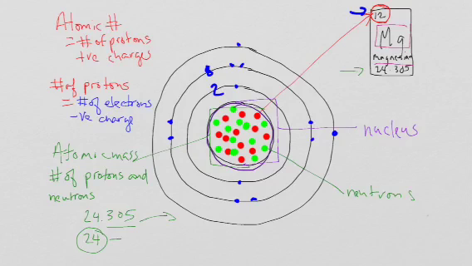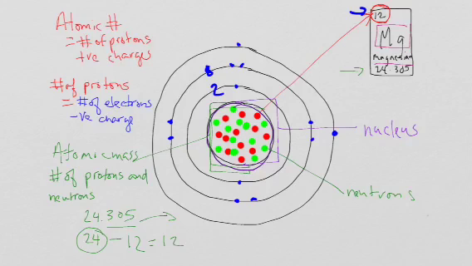Because the nucleus is made up of both protons and neutrons. So if we take the protons away, whatever we're left with is your number of neutrons. So in this case, 24 minus 12 gives us 12. This is a nice and neat one. We've got 12 protons, 12 electrons, and 12 neutrons. But that's not always going to be the case.